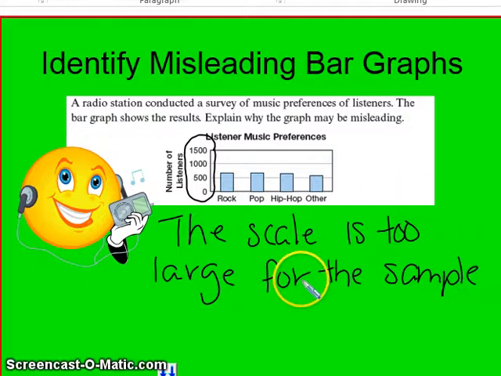Now, if our data only goes between 0 and 600, then going by 500s on our scale makes all our data look really close together, when in fact it might not all be all that close together. So the scale is too large for the sample, which makes all the data points seem to be roughly equal.